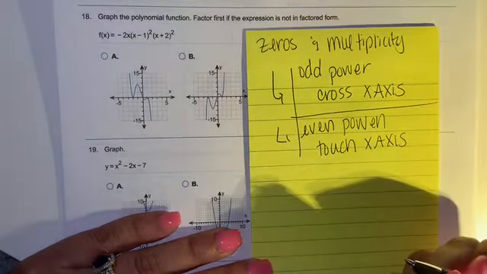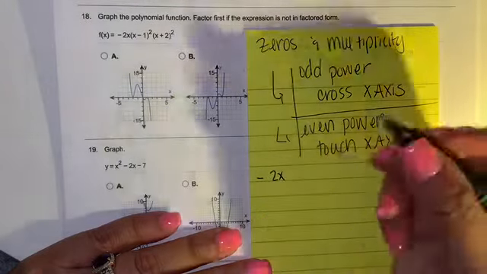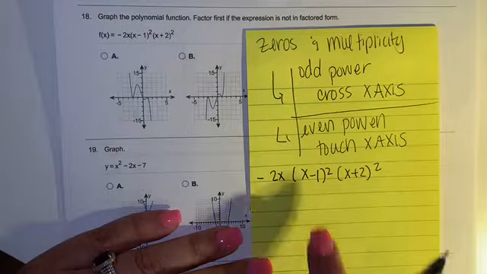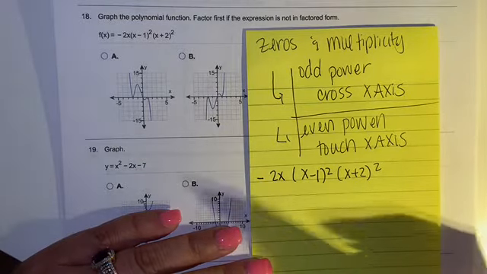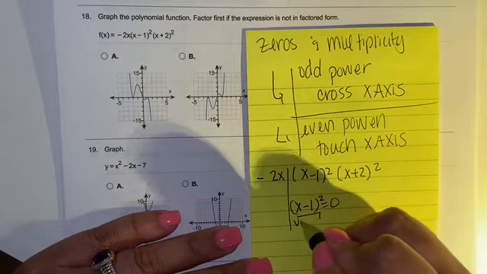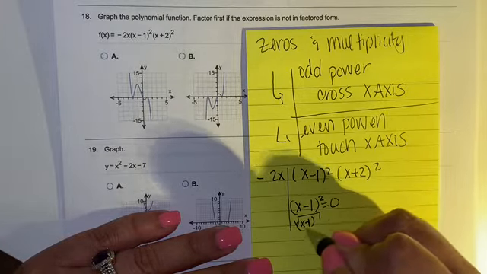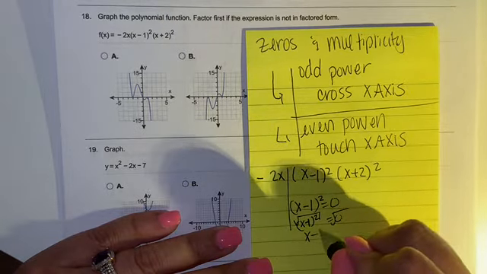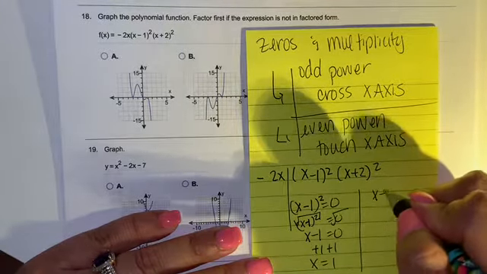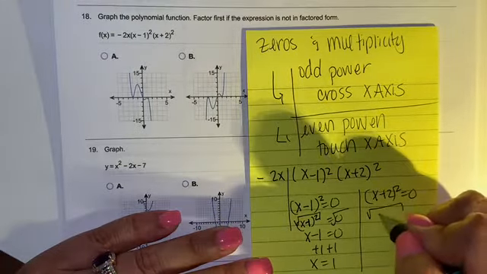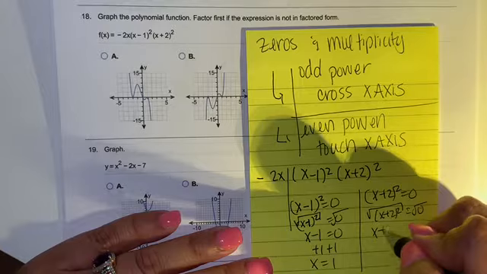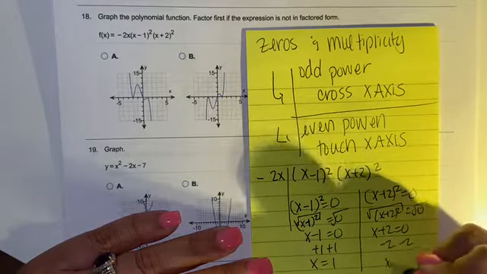Let's solve for your zeros. Negative 2x, x minus 1 squared, x plus 2 squared. So I know that these two zeros are going to touch the x-axis. So x minus 1 squared equals 0. Square root both sides. x minus 1 equals 0, plus 1, x equals 1. x plus 2 squared equals 0. Square root both sides. So I get x plus 2 equals 0. Minus 2, x equals negative 2.